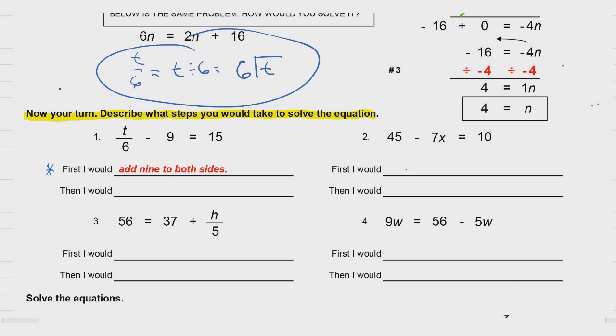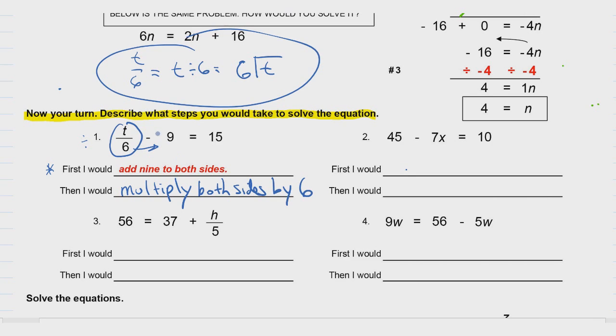Let me erase that really quick. So now the question is, are you going to move the t or the 6? Well, of course you're going to move the 6 because he wants to join the other numbers. And since this is division, you're going to do the opposite operation. So then you would say, then I would multiply both sides by 6. And that's what you should do next.